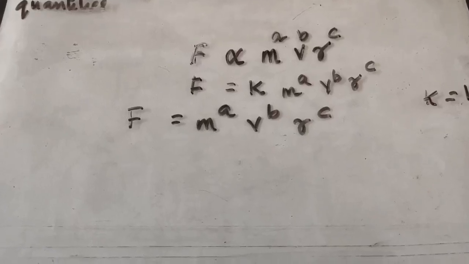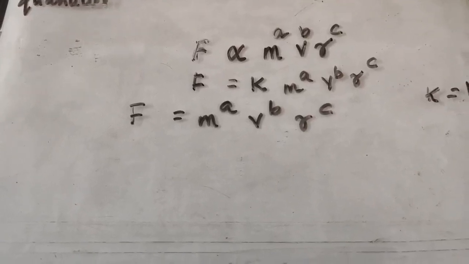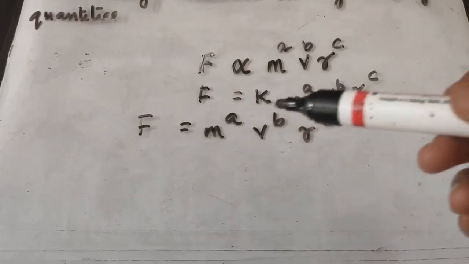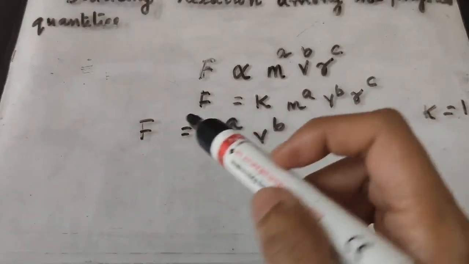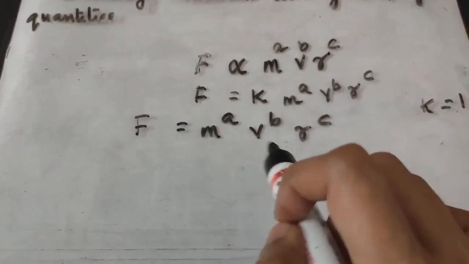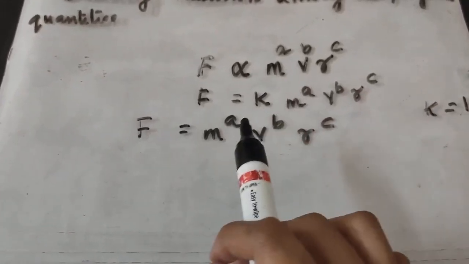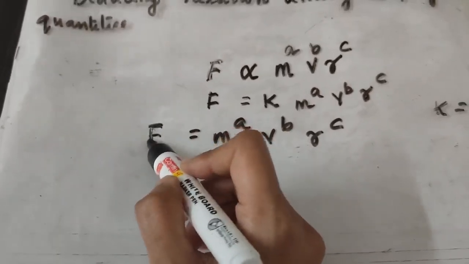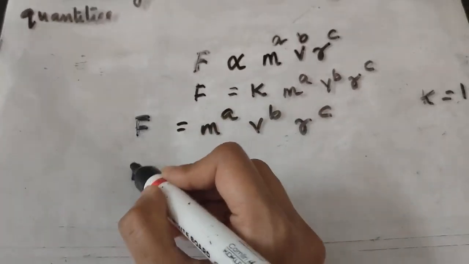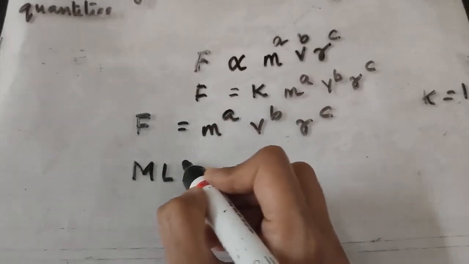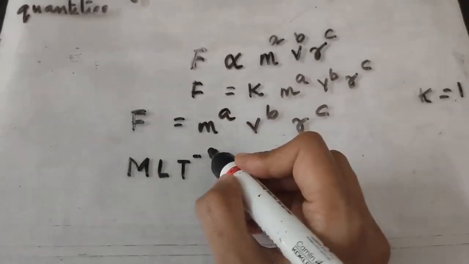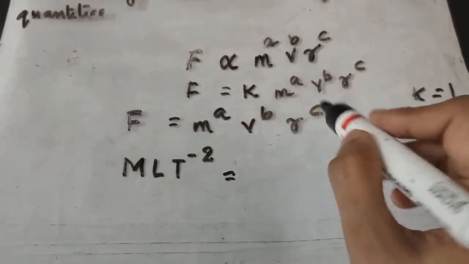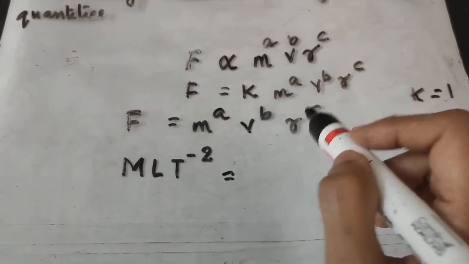As I told you, we are using the homogeneity principle to find this relation for centripetal force. So let us write these physical quantities in terms of their dimensions. What is the dimension of force? The dimension of force is M L T raised to minus 2. We are going to write the dimensions of all the physical quantities.